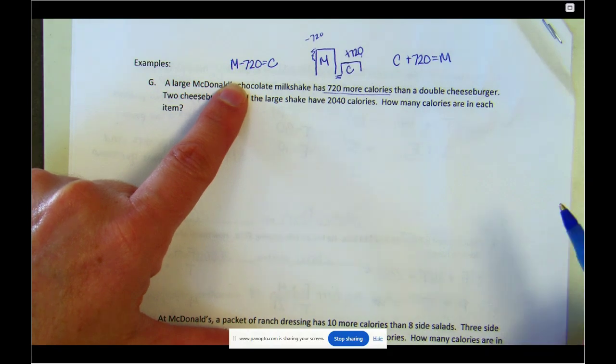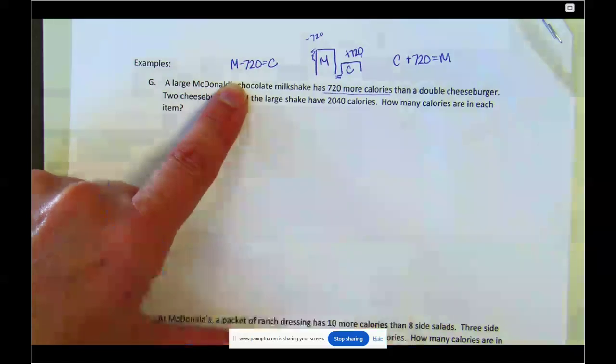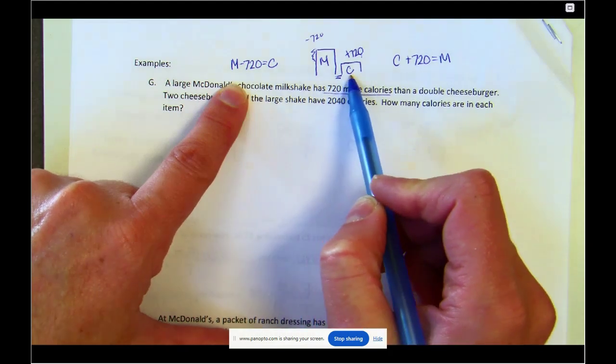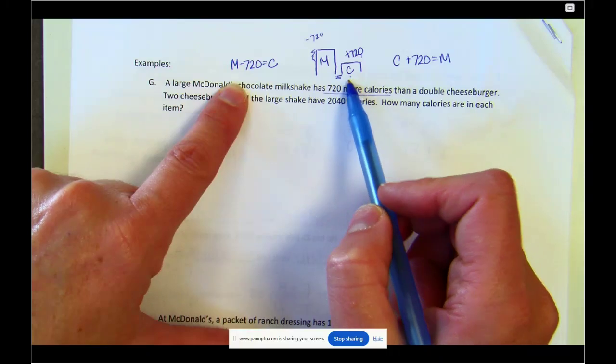So it doesn't matter if you choose to subtract or you choose to add, it's okay. You just can't subtract from the C because you would make him extra lower. And you don't want to do that. Okay, you want to make him equal.